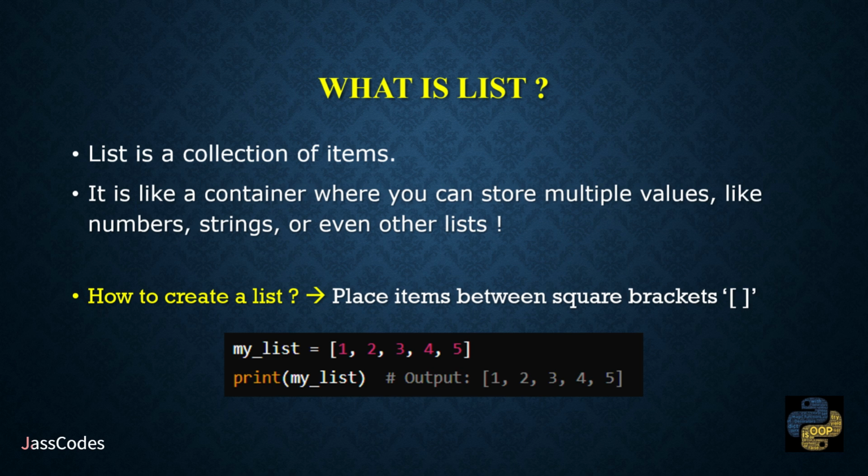We can create a list by placing the items between square brackets. In this example, we created a list named as myList and assigned a list of 5 numbers. This is how we create a list in Python.